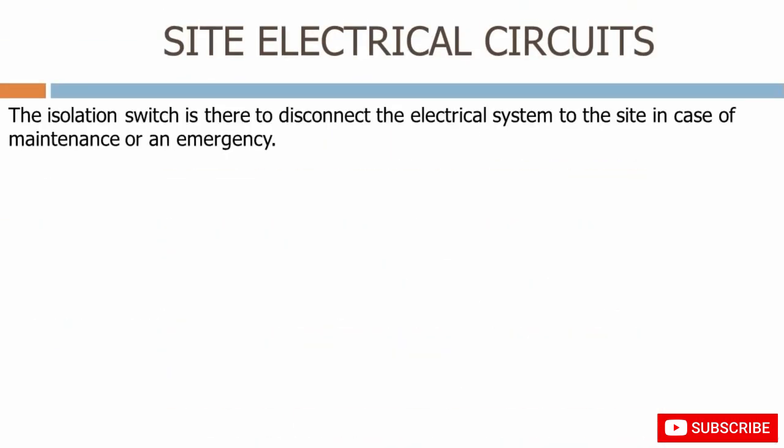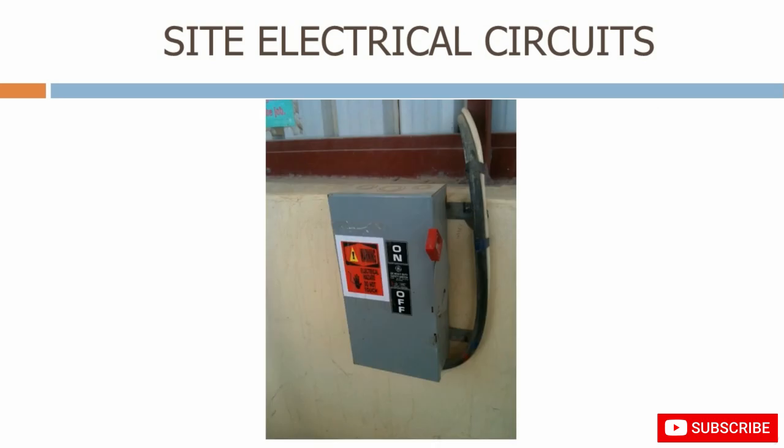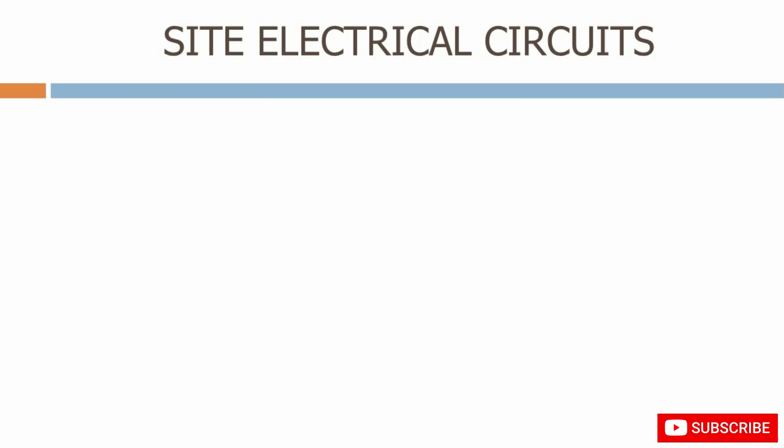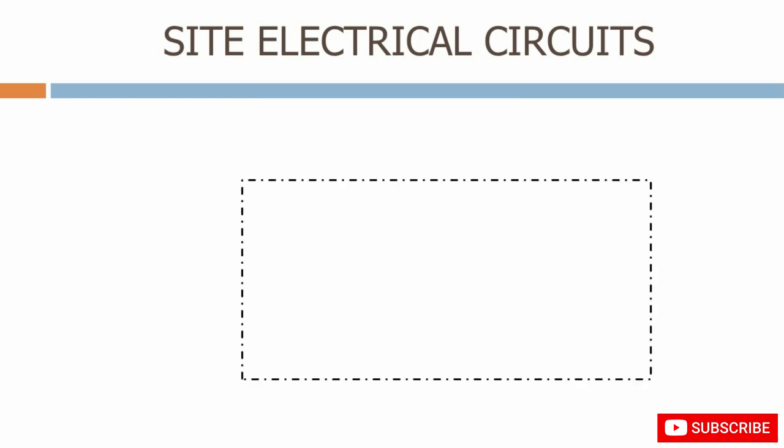The isolation switch is there to disconnect the electrical system to the site in case of maintenance or an emergency. Here's a picture of a typical isolation switch. Let's now see how the switch is connected. The first thing we do is ground the metal enclosure of the isolation switch. We do this with a copper ground rod driven into the ground.